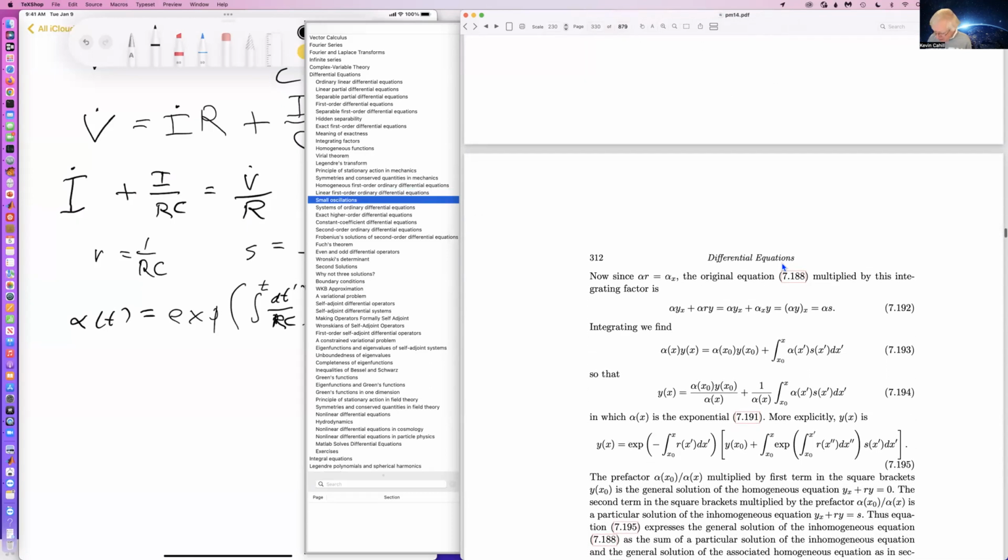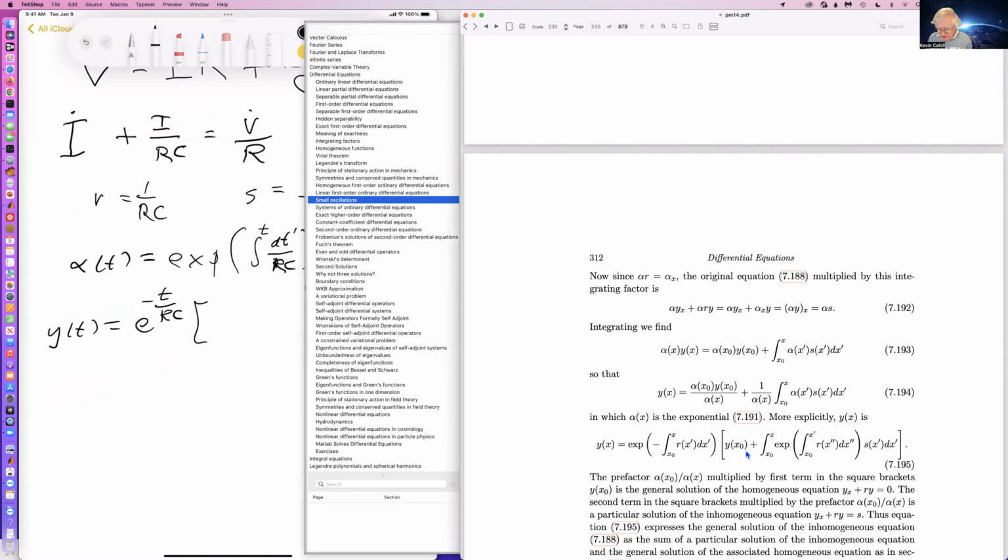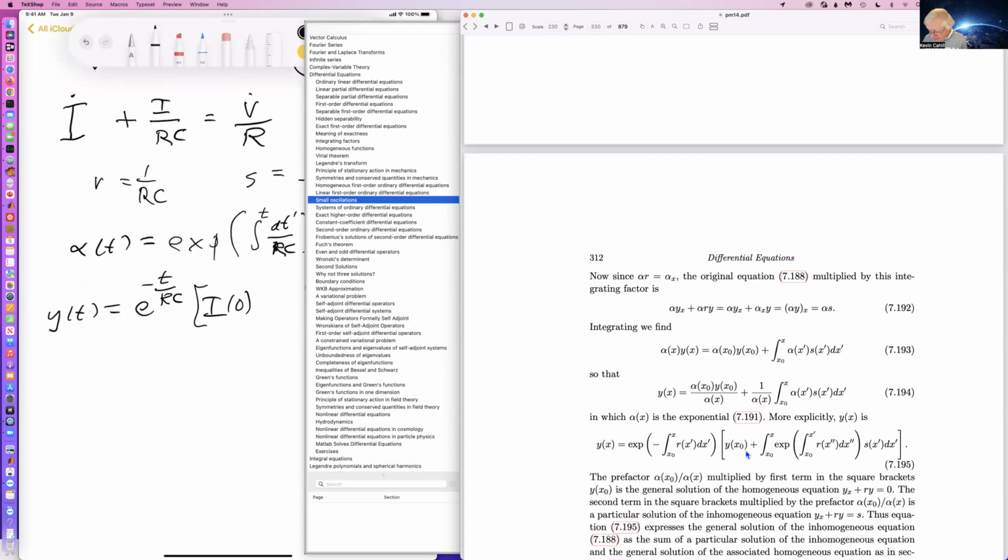And once we have alpha, our general solution is y of T is 1 over alpha. So that's e to the minus T over RC times whatever the current is at time 0, plus an integral from 0 to T of e to the T prime over RC. Well, that's this thing here. We know what this is. This is just what I just got, e to the T prime over RC. And then it is V dot of T prime over R, that's the source function, dt prime. And so what is that then?